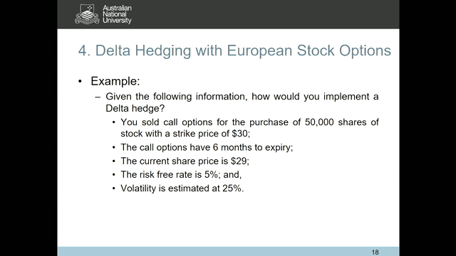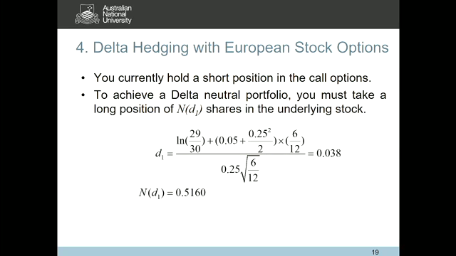Strike price of 30, T is a half, S0 is 29, risk-free is 5%, volatility 25%. Okay, so we plug it into Black-Scholes, calculate my ND1: natural log of a spot price of 29 divided by the exercise price of 30, plus my risk-free of 5% plus volatility of 25% squared on 2 times half a year, divided by volatility of 25% times the square root of half a year, to give me 0.038.